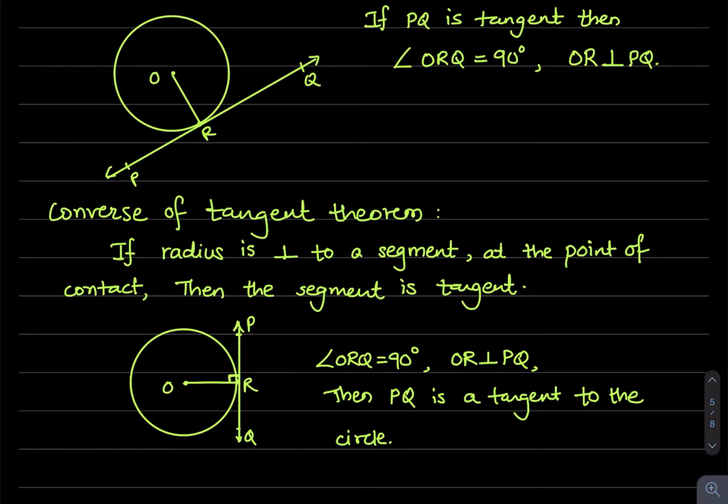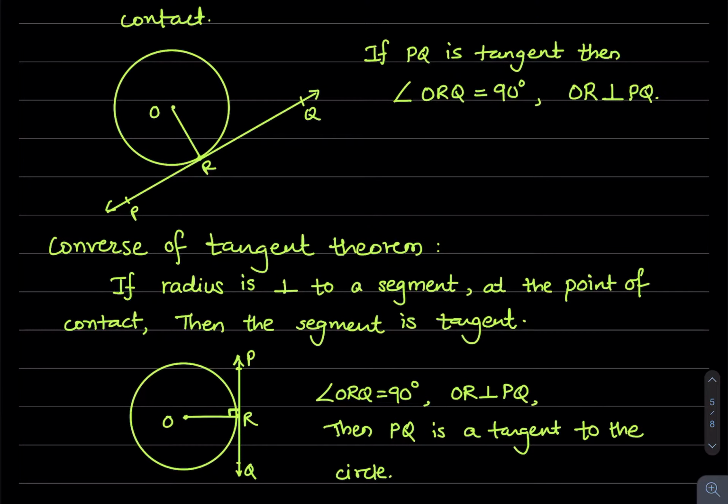So firstly, understand what is converse and how to write the statement of converse. For any theorem, what you have to do is see the original statement's if and then part. So here if part is PQ is tangent, in converse that part goes to the then part, then PQ is tangent, and then here in original statement then angle ORQ is 90 degree is if angle ORQ is 90 degree. So converse is just the opposite or reverse of the original statement.